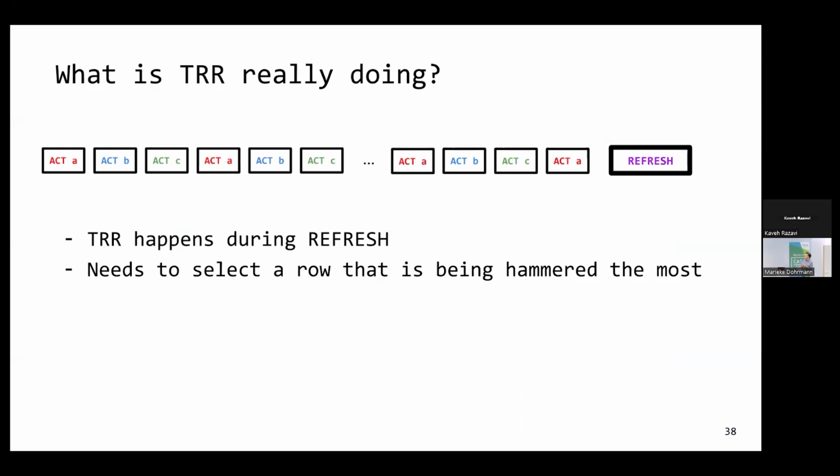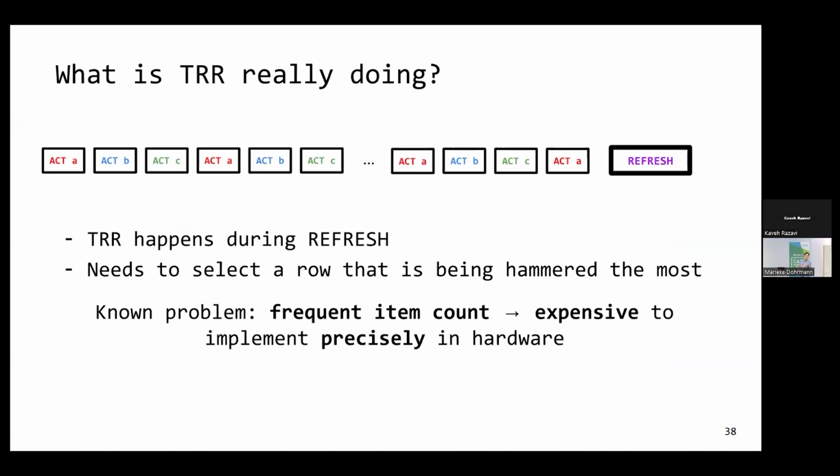We were trying to understand really what TRR is doing. So you could think of it as, there are these activations going to these different rows: row A, row B, row C. And then there is this refresh that comes, right? And this refresh needs to decide that it's going to do TRR, needs to decide which of these rows it needs to protect, okay? And if you think about this, this is a known problem, right? This is frequent item count, right?